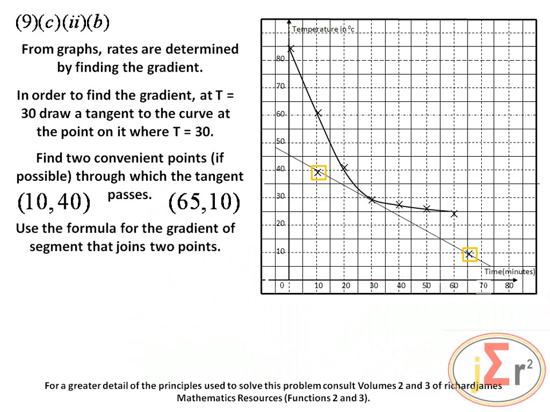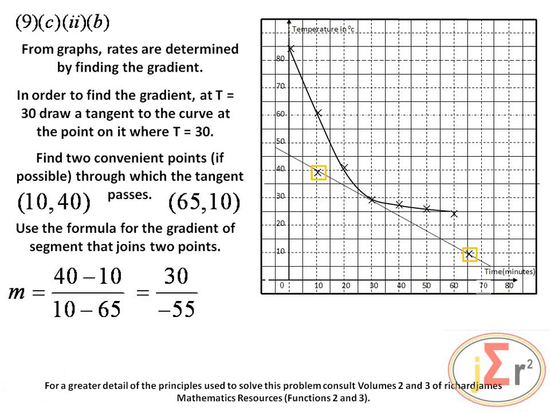Use the formula for the gradient of a segment that joins 2 points. We are going to use the formula for the gradient of a segment in order to determine the gradient of that line. So we will use 40 minus 10 to be divided by 10 minus 65. So we have y1 minus y2 over x1 minus x2. Do not forget that we may use y2 minus y1 over x2 minus x1, irrespective of the point that we are going to be using as x1, y1 or x2, y2.